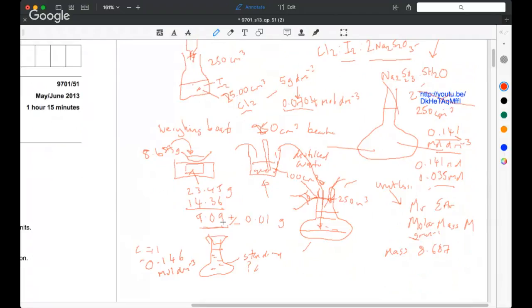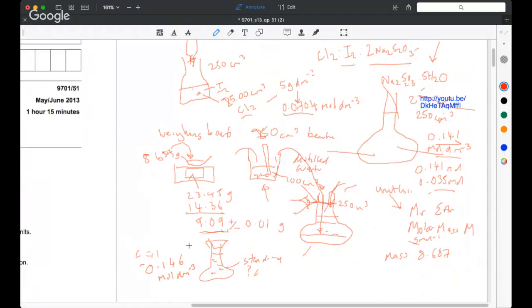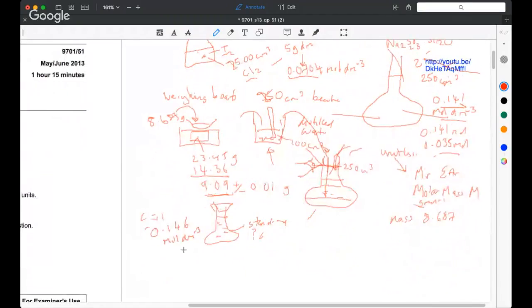Less? Yes. Because you calculated 25-25. And your standard solution is slightly more concentrated than you would like, ideally. So we expect the titer to be maybe 23 centimeters cubed, something like that. It's still absolutely fine, because we shouldn't be trying to make up exactly 0.141. We should be weighing by difference and coming up with something which is close to that. And it doesn't really matter what the number is, as long as the number is accurate.